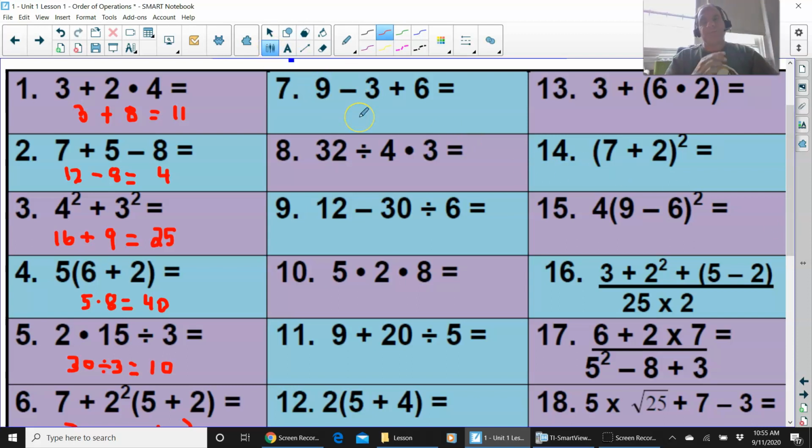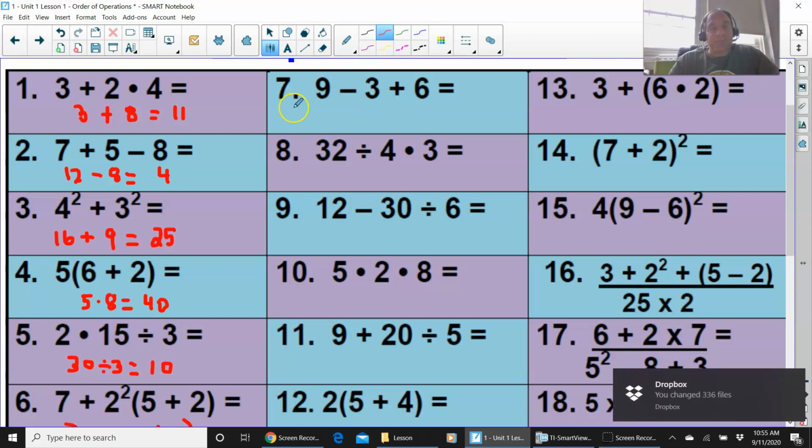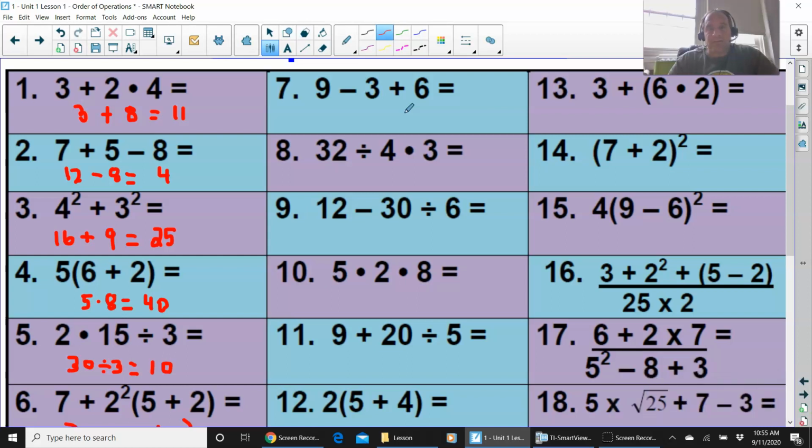So let's just do number 7 and number 8 together. So we have 9 minus 3 plus 6. Remember, we're talking about addition and subtraction all together in one problem. No other operation, so I'm going to go from left to right. So 9 minus 3 is 6, and 6 plus 6 is 12.